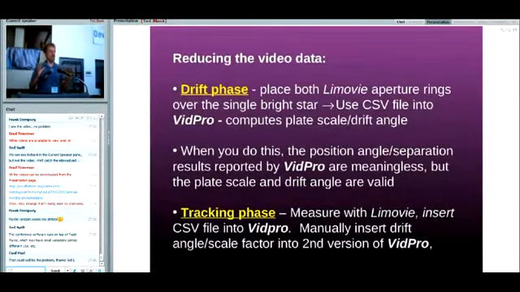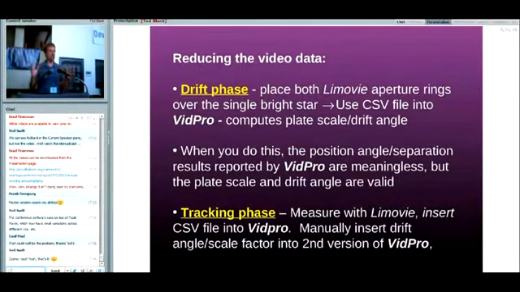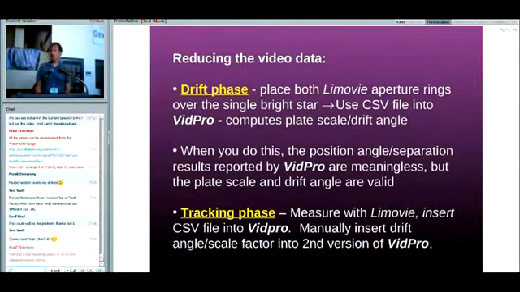Remember, the first one we have only XY coordinates, no drifting, so we have no scale factor or drift angle. So we use this drift portion of the video, and we manually enter the scale factor and drift angle into the stationary portion of the video reduction. We get our position angle and separation. Voila. Now during the drifting phase, you're going to get meaningless results for position angle and separation, which we really don't care about. We're only after the scale factor and drift angle. Next slide, please.